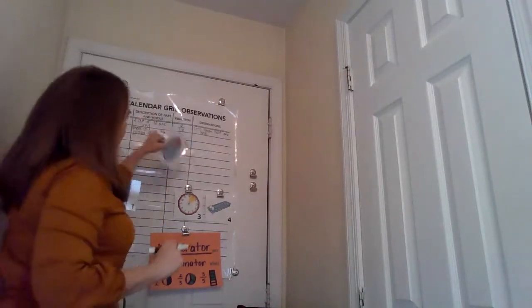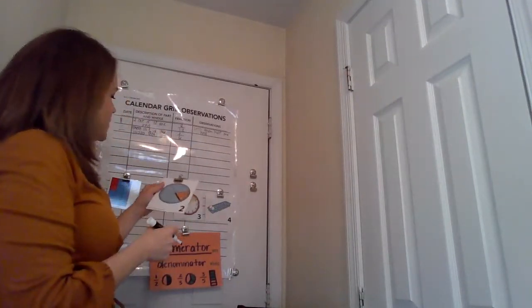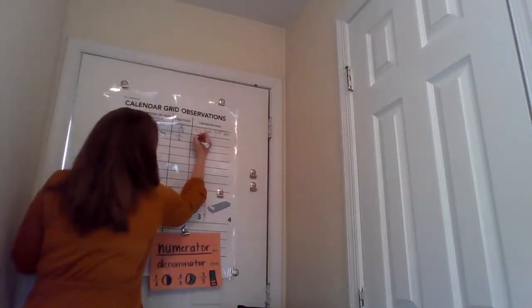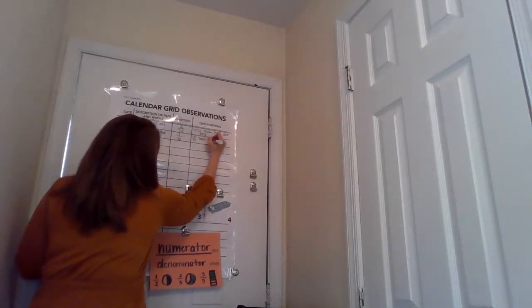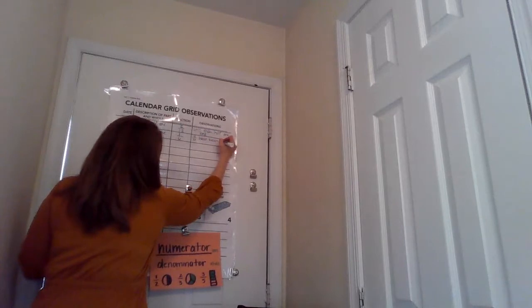Day 2. And then other observations. So I'm going to say, if 1/6 is there, how much is gone? How much was already eaten? So I'm going to count the empty spaces. 1, 2, 3, 4, 5. 5/6 have been eaten. So I'm going to write 5/6 have been eaten.